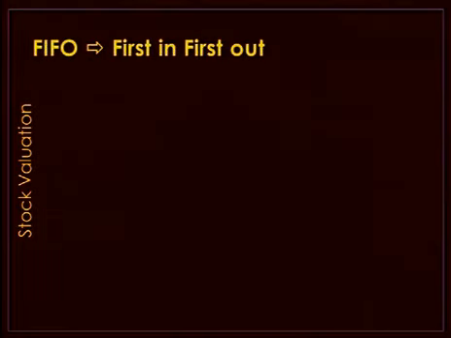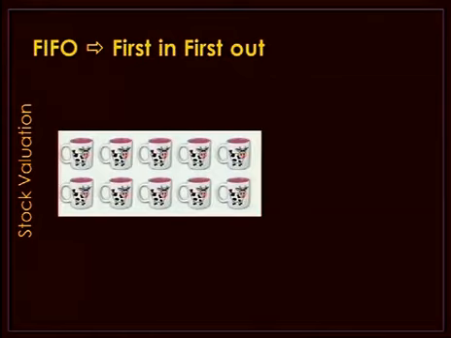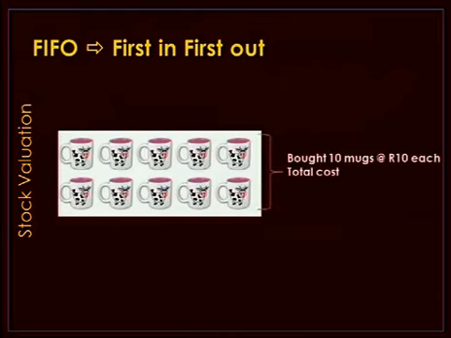Okay, now I want to explain these two systems, the FIFO or the weighted average, and I'm going to do that using coffee mugs, but not physical, on a PowerPoint. Okay, so let's start with the first in, first out system. Let's imagine you're a business and you buy and sell coffee mugs. Your first batch, you buy 10 mugs. Do you see the 10 mugs? And you paid 10 Rand for each mug. So the total cost is 10 mugs times 10 Rand, giving me 100 Rand.